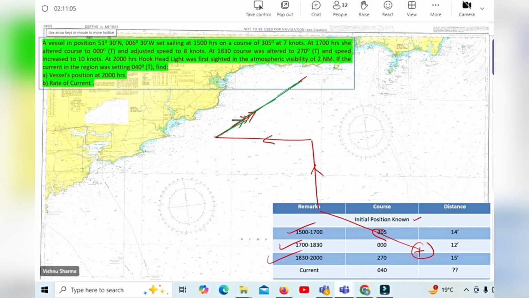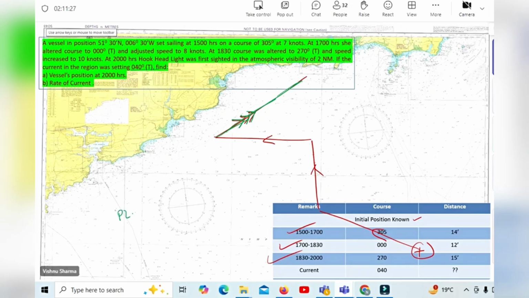Will the vessel be on the green line at 2000 hours? Yes, sir. Correct, beta? Yes, sir. Because the current is setting this side. Now, the only thing is I don't know the rate, so I can't find the position. But what has he given me additionally? He's given me the PC at 2000 hours by first sighting range.